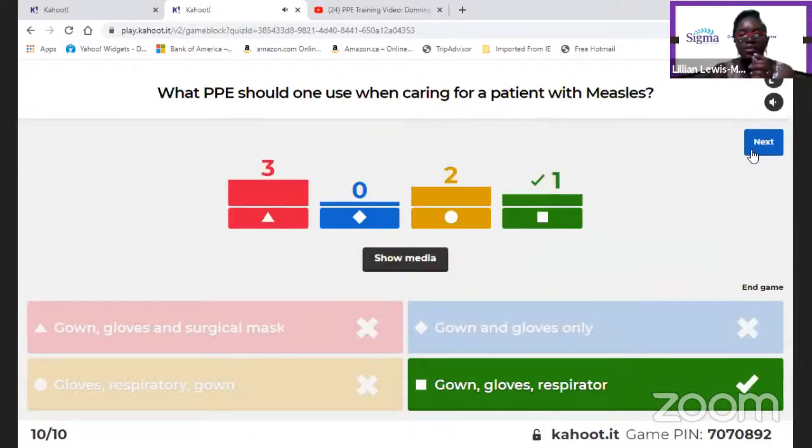All right, 6 answers in. And the answer is the gown, the gloves, and the respirator. Remember, we did say that measles is airborne. So we want to make sure that we have the respirator, which is the N95, which filters 95% of the particles. That is what is worn when you are dealing with patients who have an airborne situation, similar to what is happening now with COVID-19. All right, thank you very much.